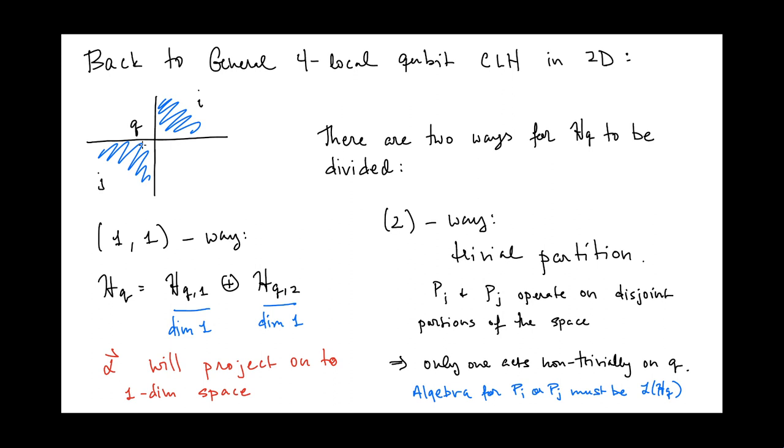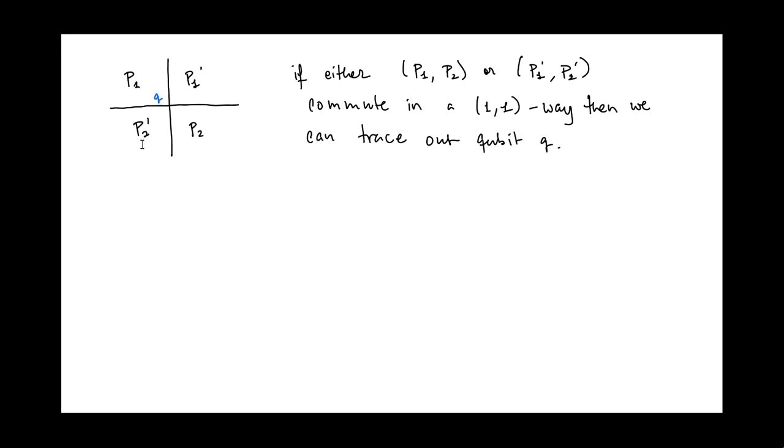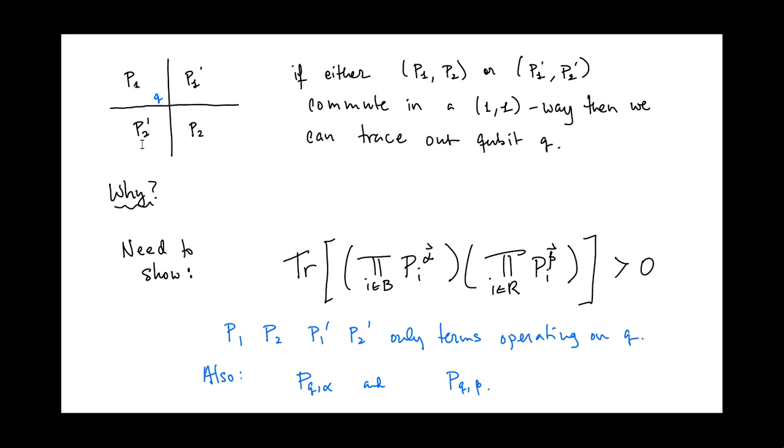So this gives me a lot of structure to analyze with, even for generic commuting local Hamiltonians. And I claim that if P1 prime and P2 prime slice up that qubit one way, and P1 and P2 slice up the qubit another way, and either one slices it up in a 1-1 way, then we can basically trace out that qubit. Because the adversary is going to give me a one-dimensional projector for one of those terms, and that's just basically going to end up saying that the solution has to lie in that subspace, and I can basically trace it out.